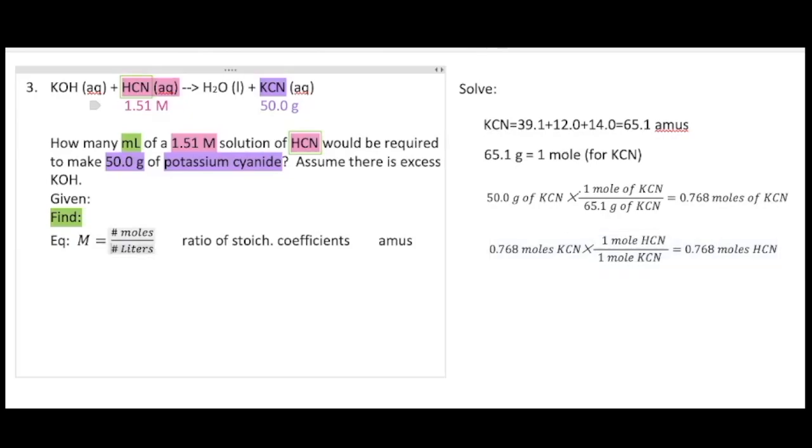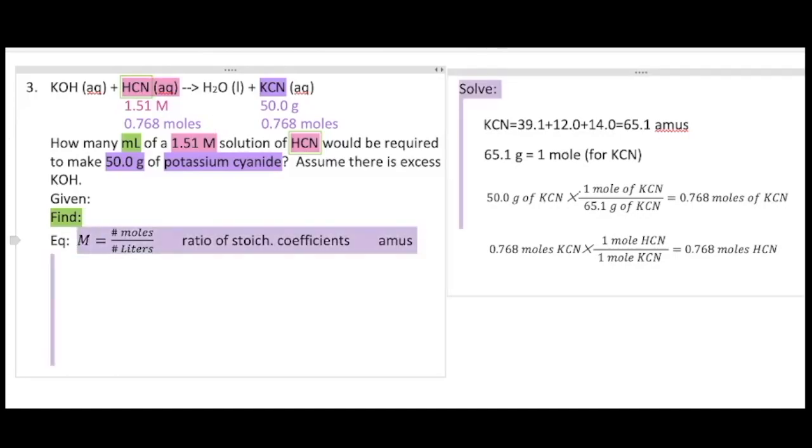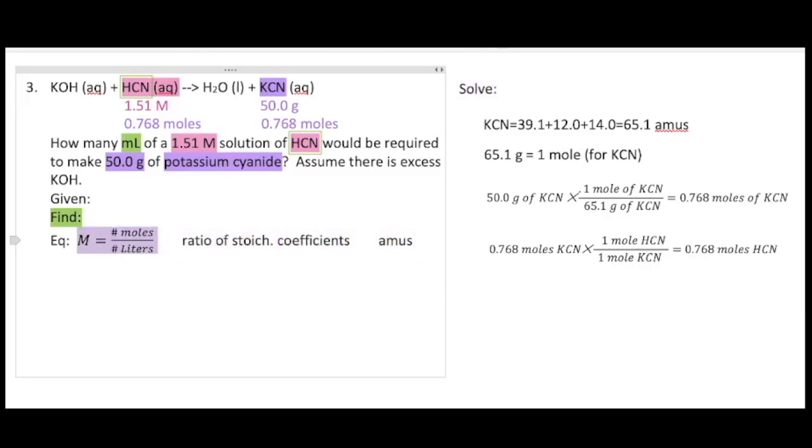So let's update where we are in our problem. We solved that we had 0.768 moles of the KCN. We have 0.768 moles of the HCN as well. So now we actually have everything we need to finish up by using our molarity equation. We have molarity of HCN and we have moles of HCN, so we can easily solve for liters. So we are going to steal this equation.